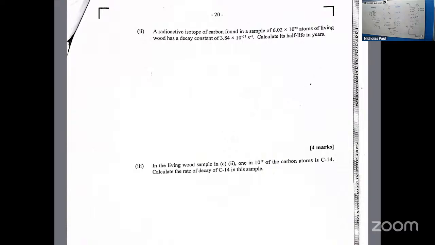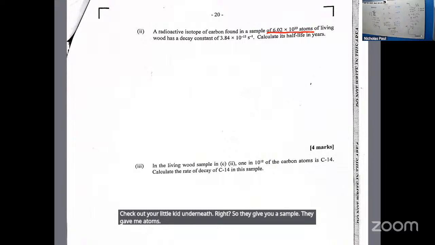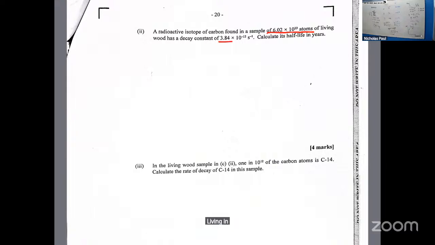Right, let's check out your working. So they gave you a sample, they gave you the atoms living in a wood, and they gave you the decay constant. Find the half-life.